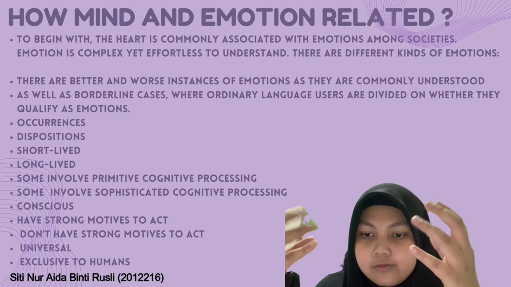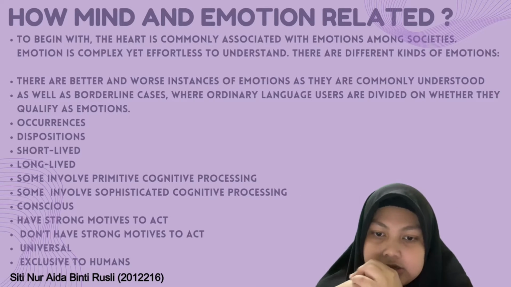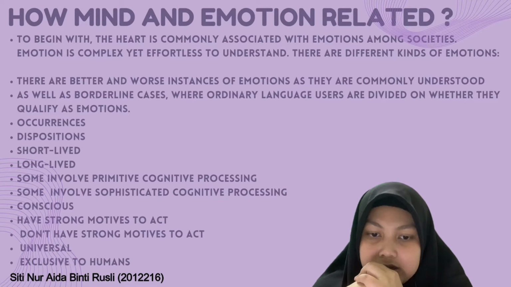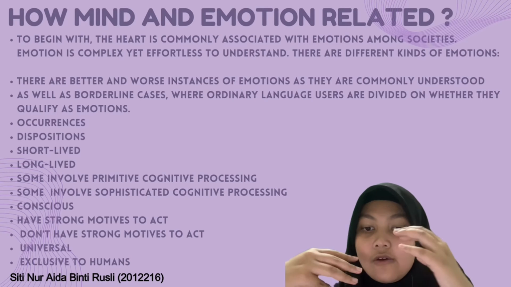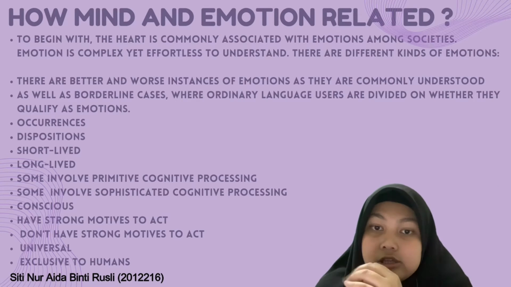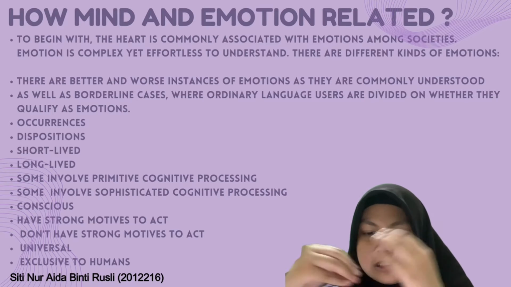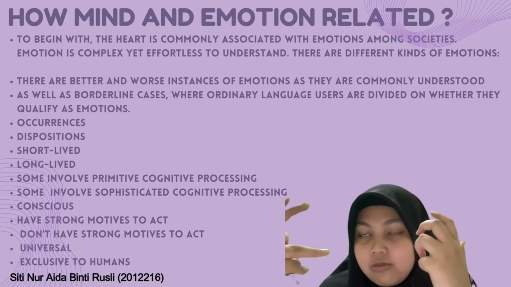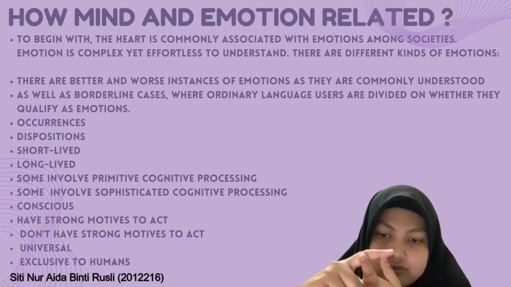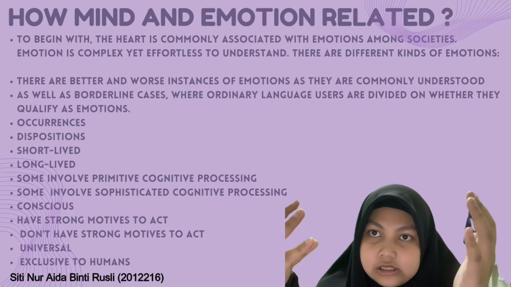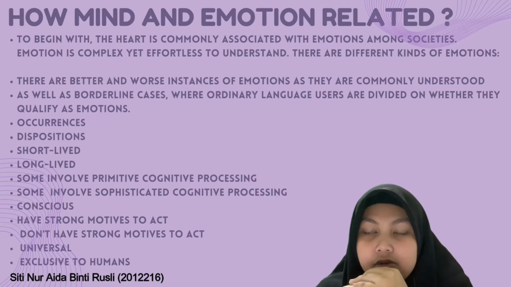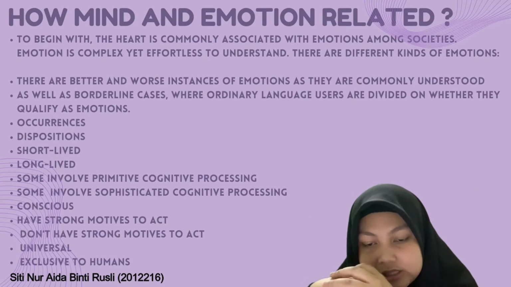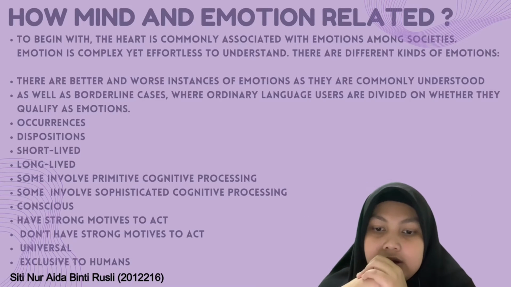Some involve primitive cognitive processes, such as fear of a suddenly looming object, while others involve sophisticated cognitive processes, such as fear of losing a chess match. Some are conscious, such as disgust about something, and some have a strong motive to act, for example fury, while others don't, such as sadness. Some are universal, such as fear, whereas others are exclusive to humans, such as scandal fruit and so forth.